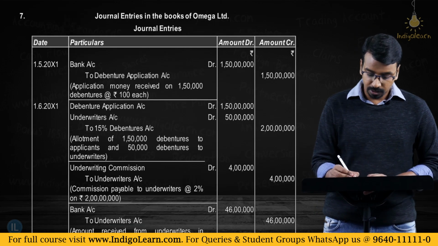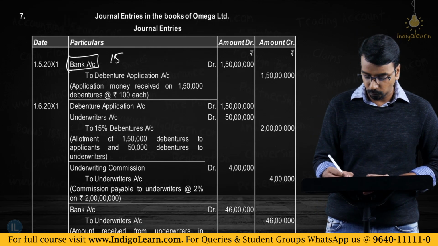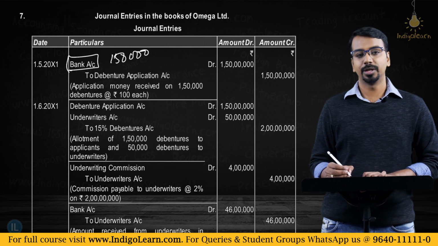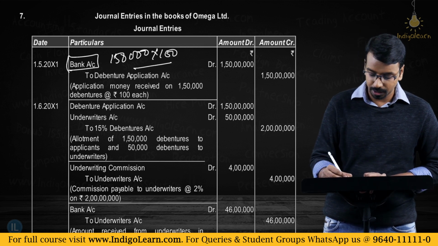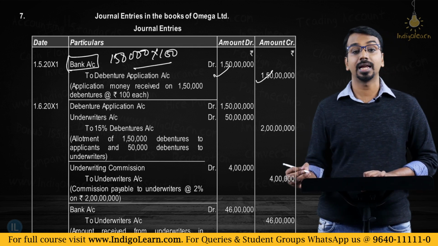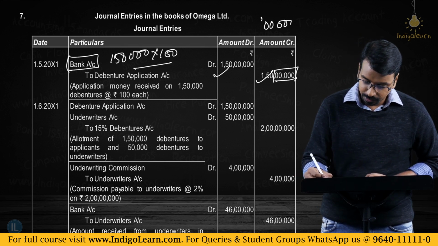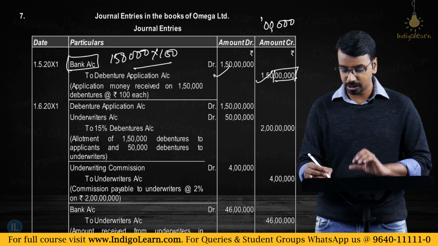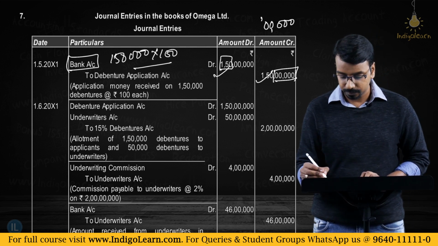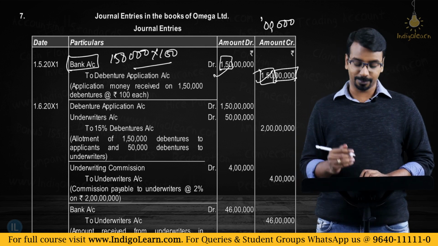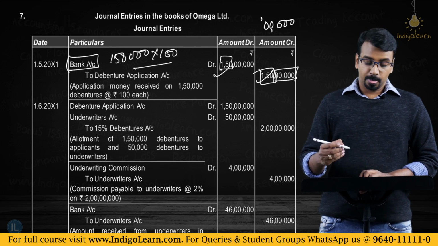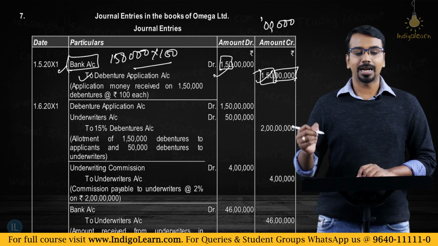The first entry, for receipt of application money from 1,50,000 debentures into 100, is 1 crore 50 lakhs. To save time in the examination, you can simply say amount in lakhs, so that you just need to write 150 and 150. You'll save a lot of time. Then the entry is bank account debit to debenture application account.